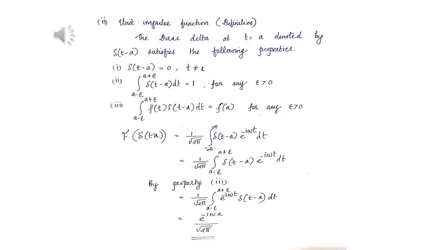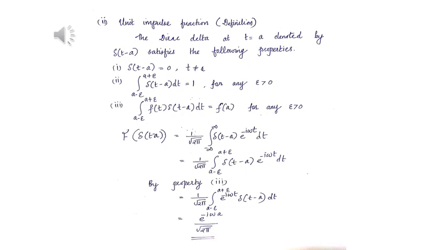Next, the unit impulse function definition is given. The Dirac delta at t equal to a, denoted by delta of t minus a, satisfies the following properties. First one, delta of t minus a is equal to 0 for t not equal to a. Second one, integral a minus epsilon to a plus epsilon delta of t minus a dt is equal to 1 for any epsilon greater than 0. And third, integral a minus epsilon to a plus epsilon f of t delta of t minus a dt is equal to f of a for any epsilon greater than 0. So this is the definition for the unit impulse function.